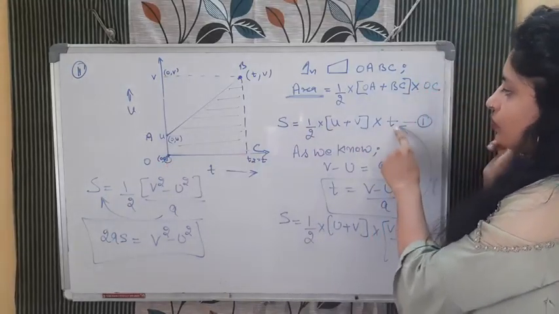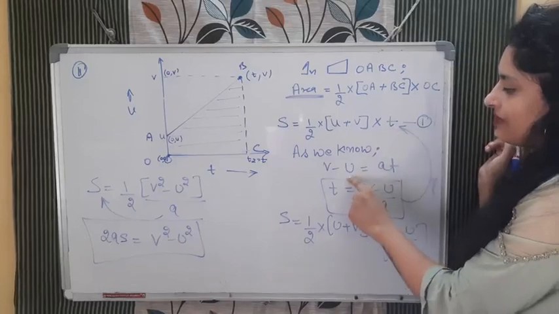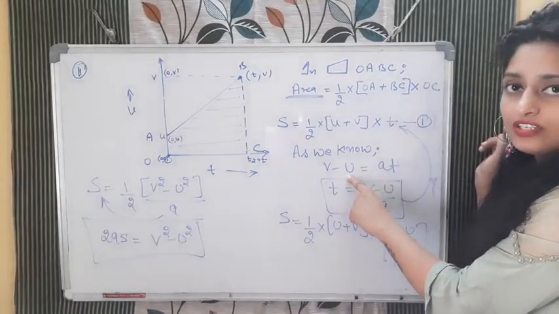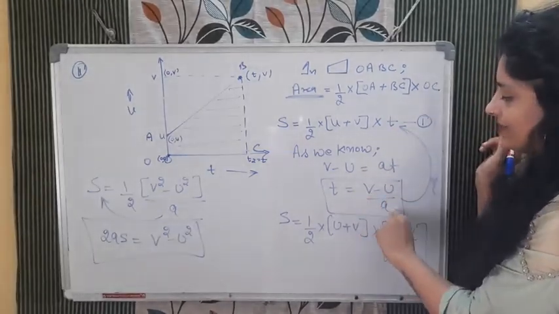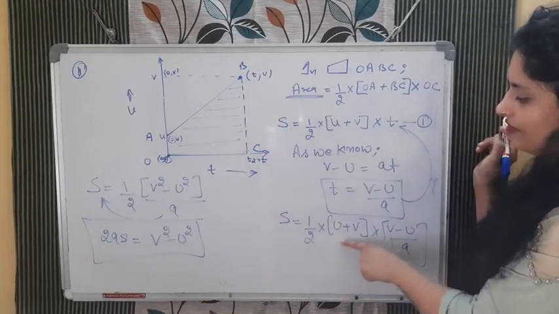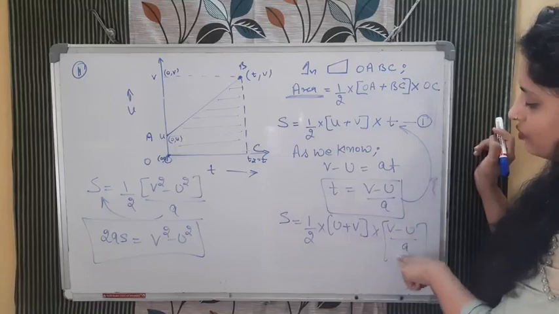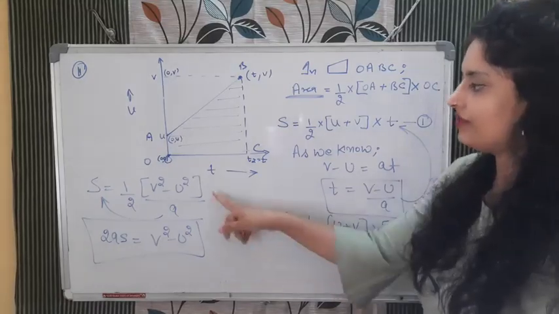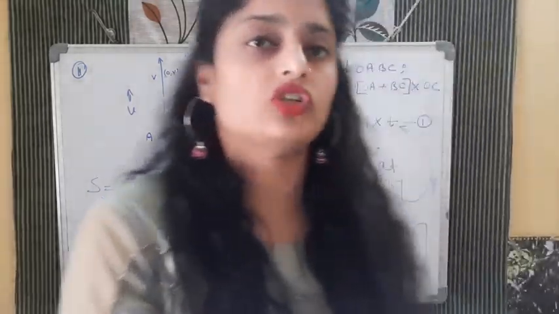Now we will put the value of t from the first equation of motion. From the first equation, t is equal to v minus u divided by a. So we will put the value here and we will get S is equal to half into u plus v into the value of t. And when we multiply, we will get this. So this is the second equation of motion.